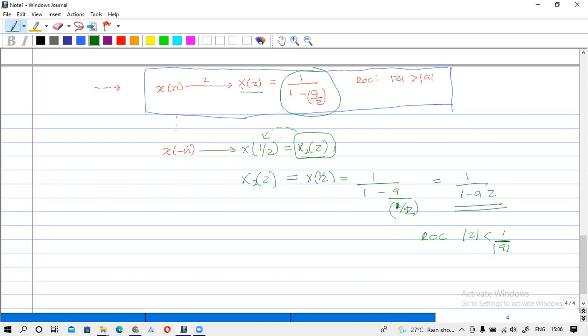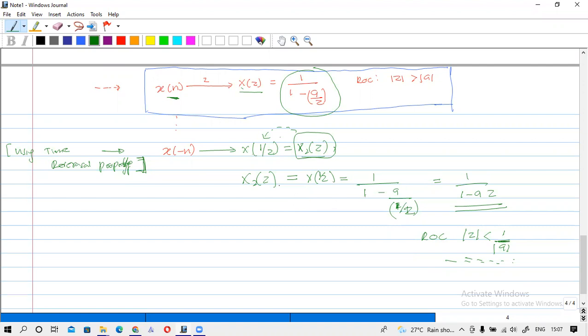So we have found the Z-transform of x minus n using the Z-transform of x n, and also we have found the ROC. This is using the time reversal property. So now I think you have understood how we can apply this time reversal property to find the Z-transform of a signal.